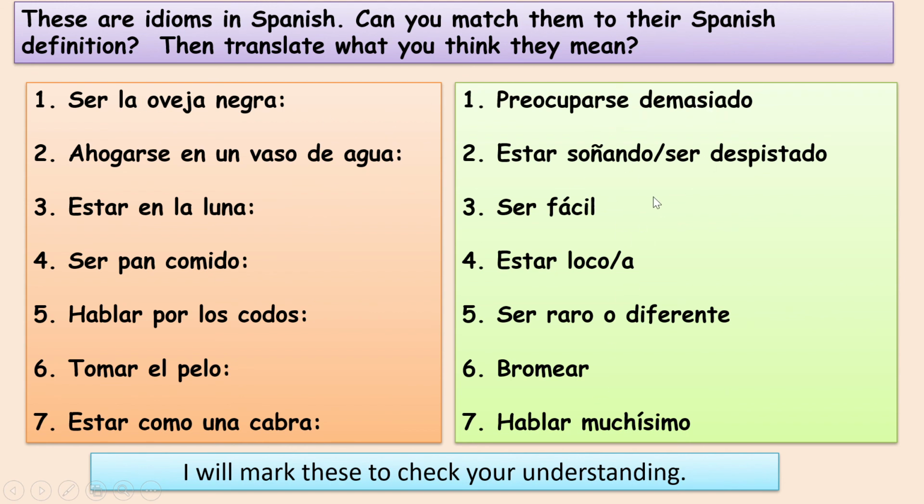You've got a lot of adjectives here to help you work them out. And I will mark these to check your understanding. Your challenge is to translate what they mean into English. So match to green, then translate to English.